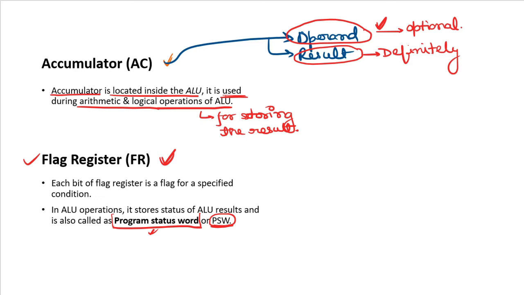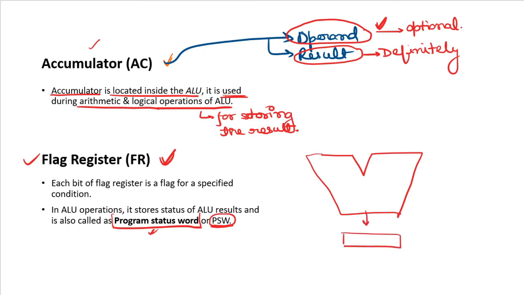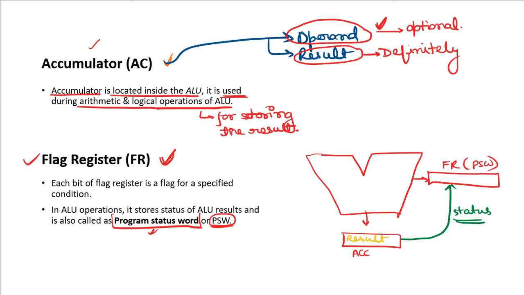As we already discussed, the accumulator register was storing the result of the ALU, right? Now what the flag register, or program status word, stores is the status of that result. It stores the status of the value present in the accumulator, that is the result, right? It stores the status of the result.